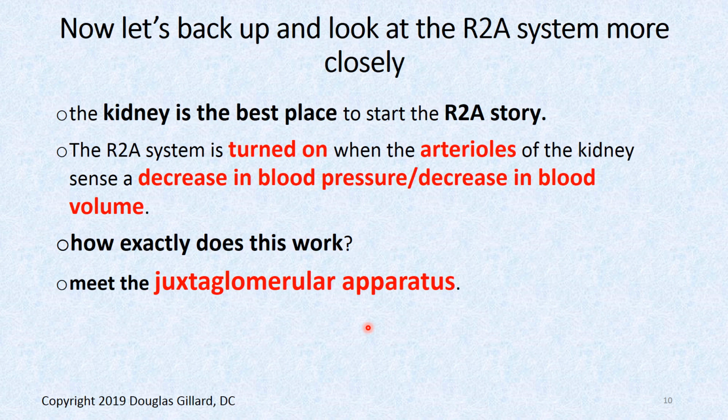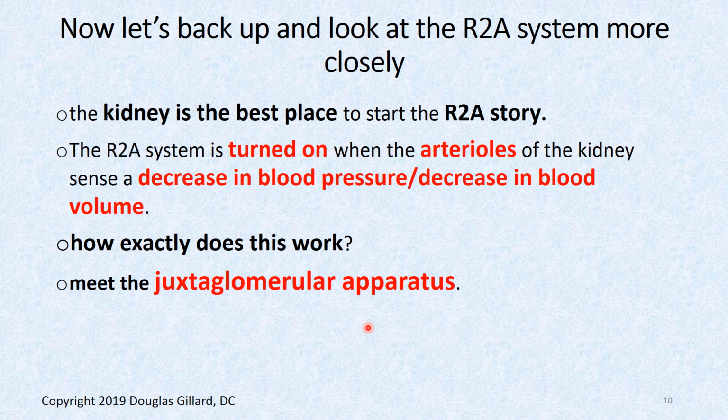Now let's back up and look at the R2A system a little more closely. The best place to start the discussion of the R2A system is at the birth of renin. That's the start of the R2A system. That's why it's called the renin. That's why it gets the R first. So the kidney, we have to start there.